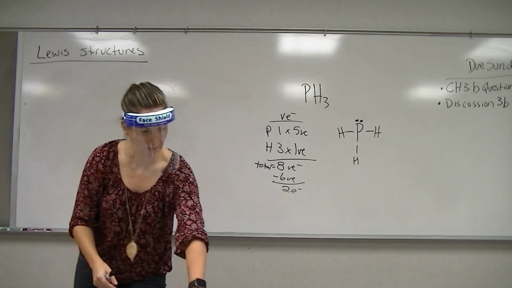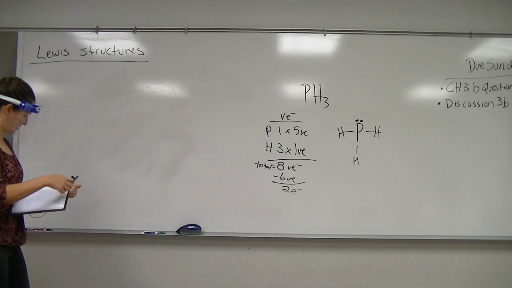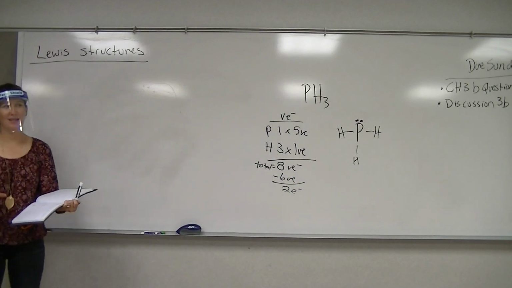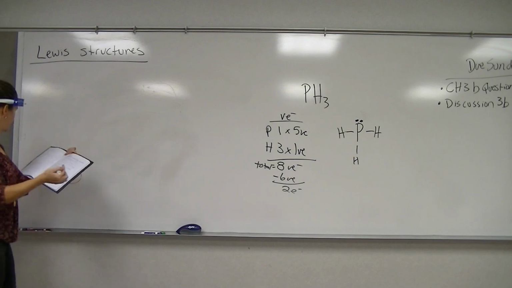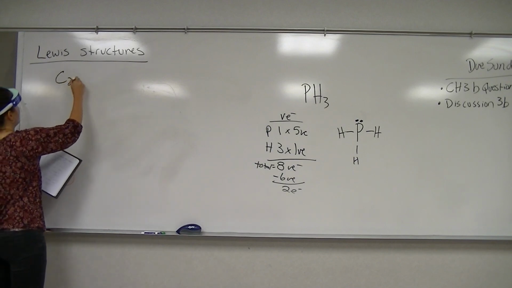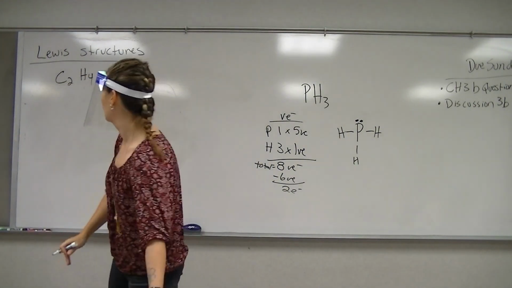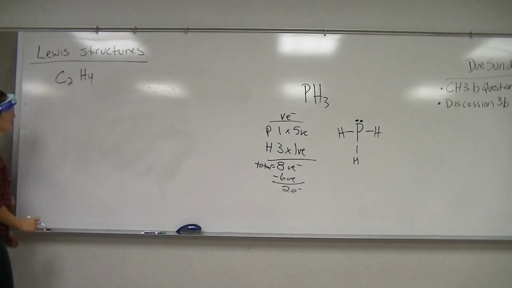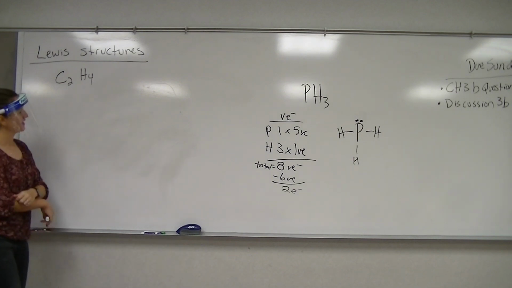So now let's try an example where there's more than one central atom. And most of these examples are going to be carbon examples, because carbons like to make chains. So let's start with C2H4. Dicarbon tetrahydride. I'll get some practice with the name. We don't want to forget about that.